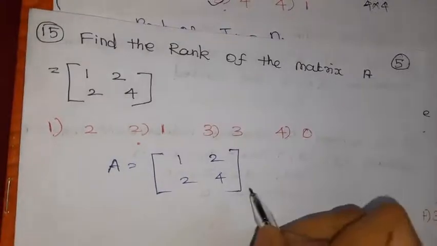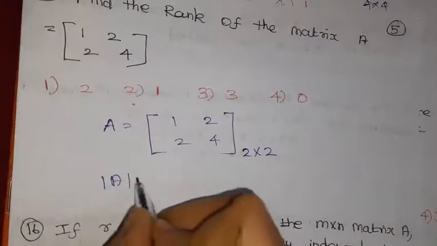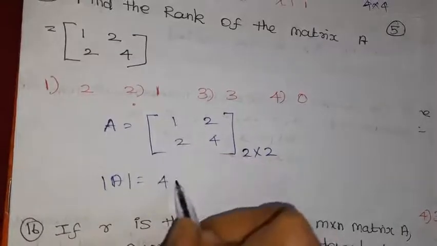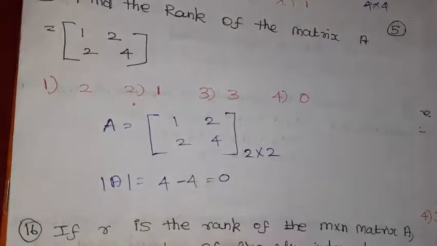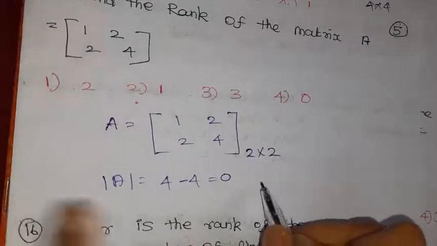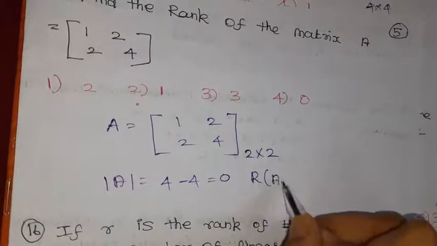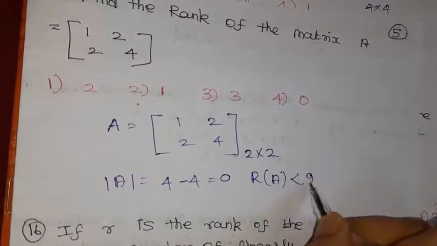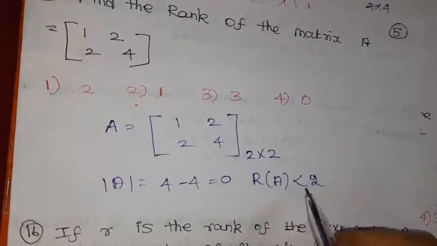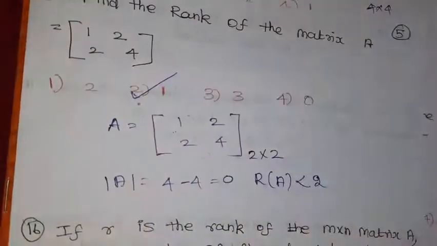How can we find out the rank of the matrix? First, this is a 2 cross 2 matrix, so find the determinant of A. What we get is 4 minus 4 equal to 0. It equals 0, which means the rank should not be equal to 2. It should be less than 2, so the rank of A is less than 2 only, and less than 2 is nothing but 1. So the rank of the matrix is 1.